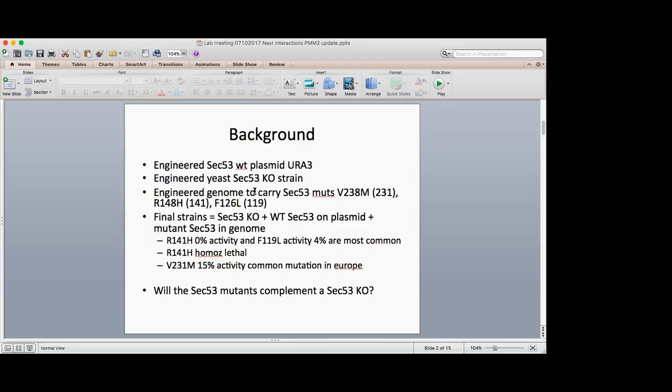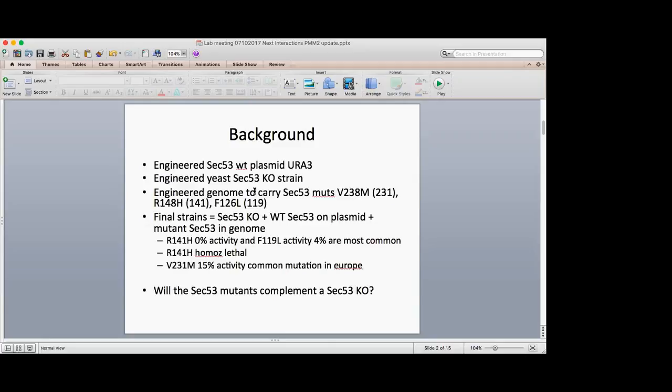In any case, this is just some of the background about how we decided to create a bunch of mutants in yeast. We identified three different point mutations that we were interested in modeling initially. We can obviously model whatever mutations we like, essentially. There are some constraints there, but these are the three mutations that we initially started with.